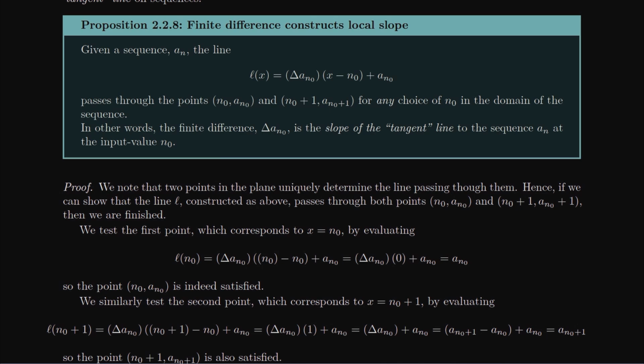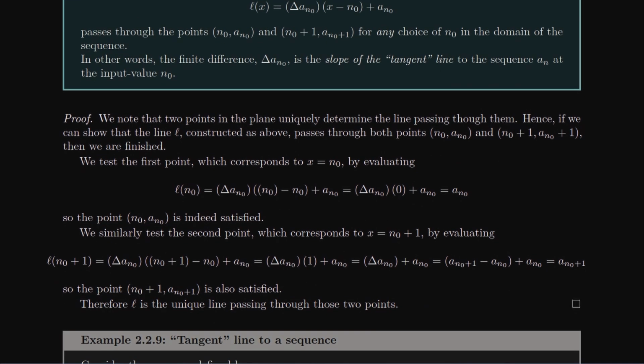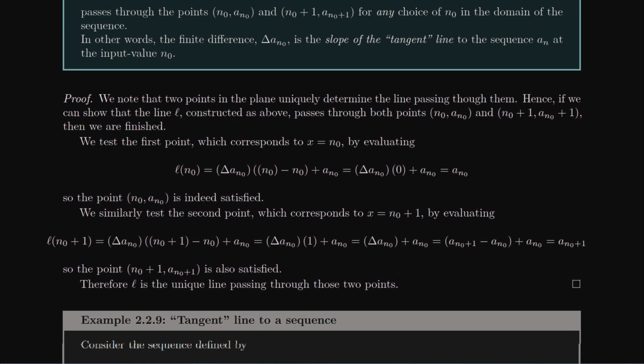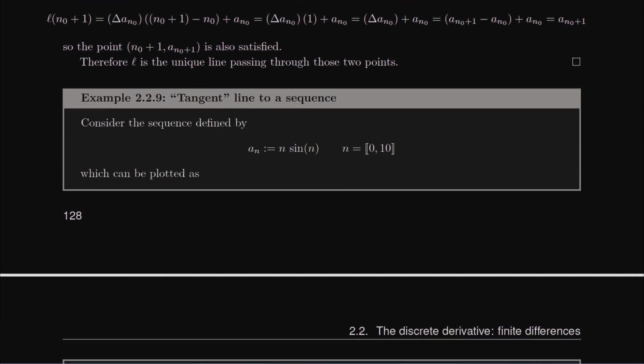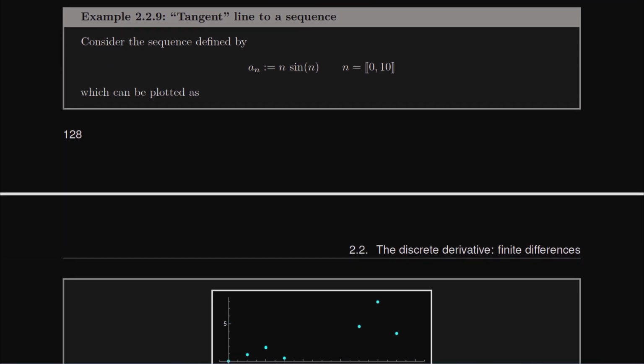There's no concept of tangent to just a sequence because you're not really trying to balance this line against a mountainside or anything like that. There's just points. You can't balance on points. So what we do is we go to the next point and we say, okay, so it kind of hits both of those points and balances on the two of them. So we go to this next example, which is the quote-unquote tangent line to a sequence. We're going to consider the sequence defined by n sine x for n taking values in 0 to 10.